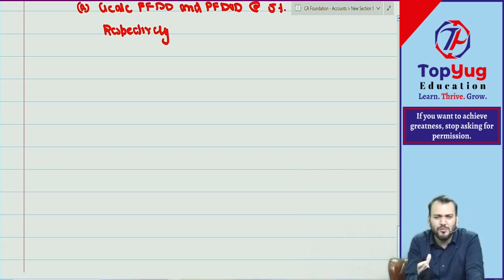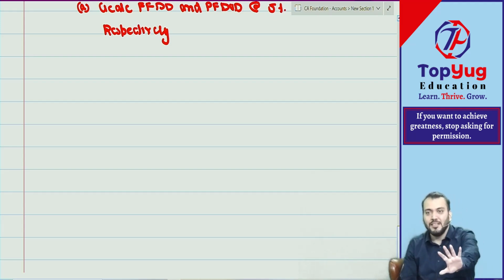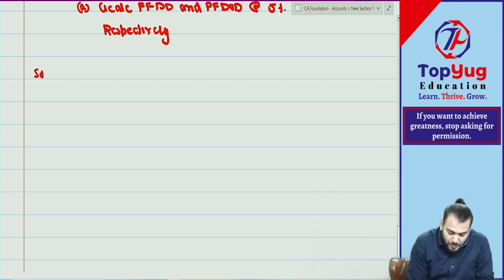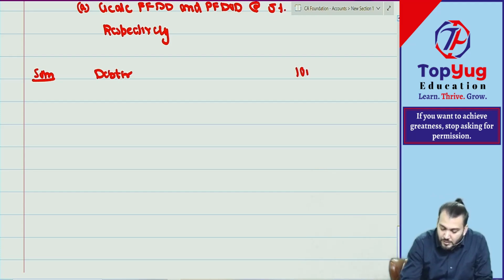Now we need to find a shortcut. A shortcut is always easy once you understand the concept; if you use a shortcut without the concept, it becomes dangerous. The concept I have already given. Let us come to one shortcut so that we can save our time. So solution: how much debtor is given? 10 lakh. Then from this what will we minus first?